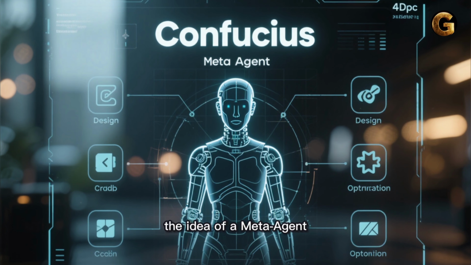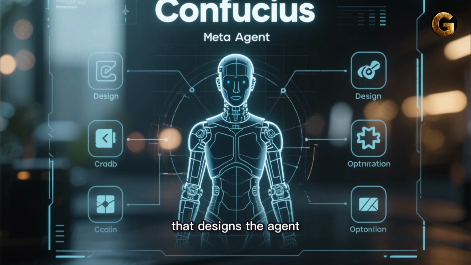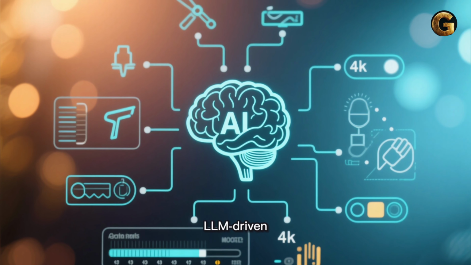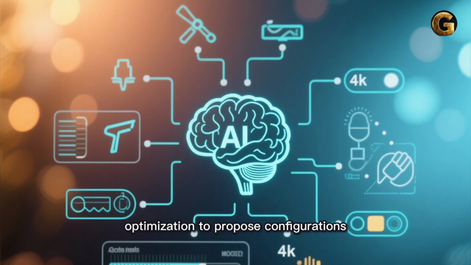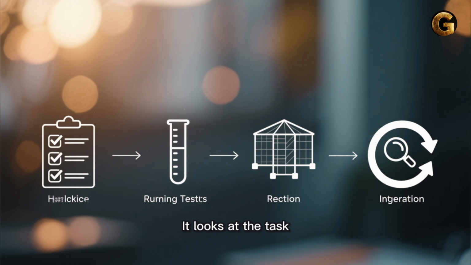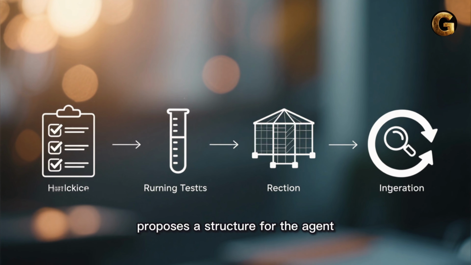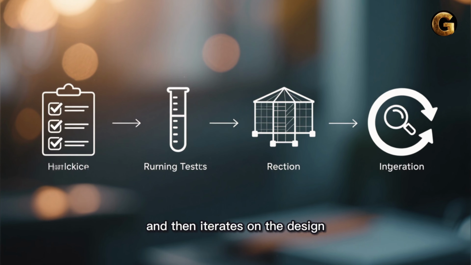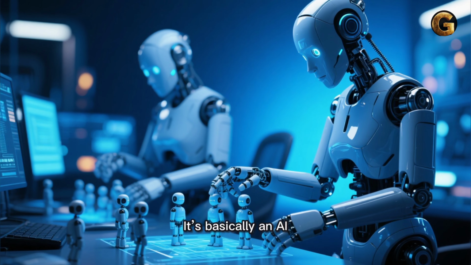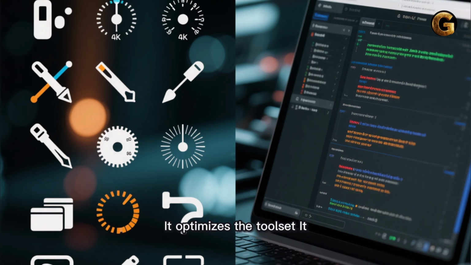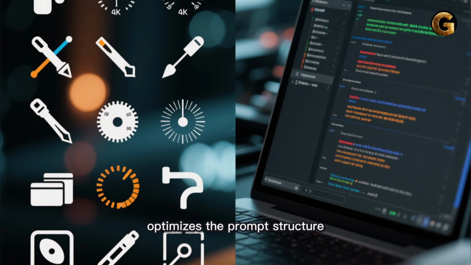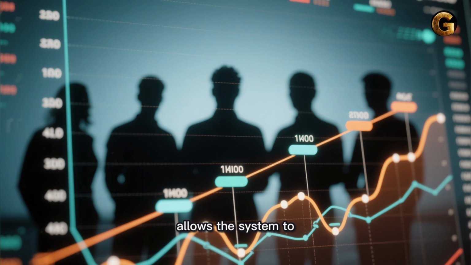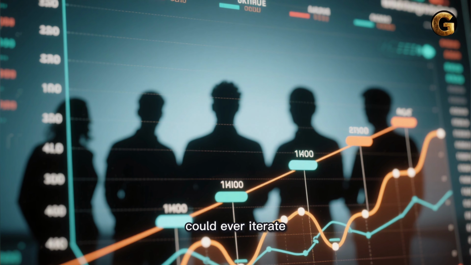Confucius introduces the idea of a meta agent that designs the agent. Instead of a human manually tuning the system, the meta agent uses LLM-driven optimization to propose configurations. It looks at the task, proposes a structure for the agent, runs tests, inspects the results, and then iterates on the design automatically. It's basically an AI that builds other AIs. It optimizes the toolset. It optimizes the prompt structure. It tunes the parameters. This allows the system to evolve faster than a human team could ever iterate.